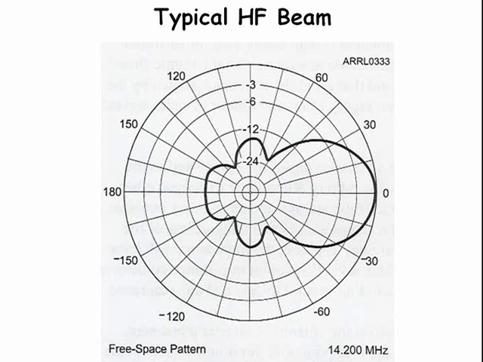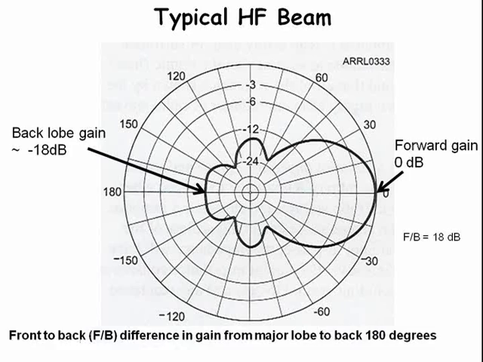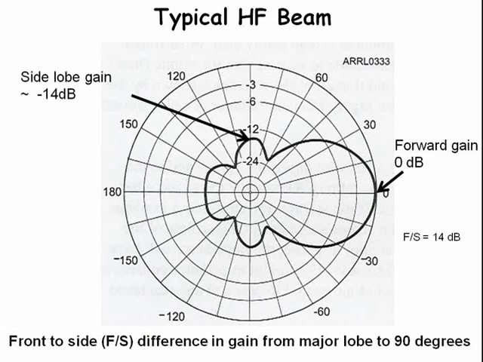There are other useful measurements to be taken from antennas' radiation patterns. Gain is important, but it is not everything. Notice that the back lobe gain of this antenna is minus 18 dB. That means that signals received off the back of this beam will be smaller than off the front of the beam. Side lobe gain and back lobe gain are important for tuning out unwanted signals.